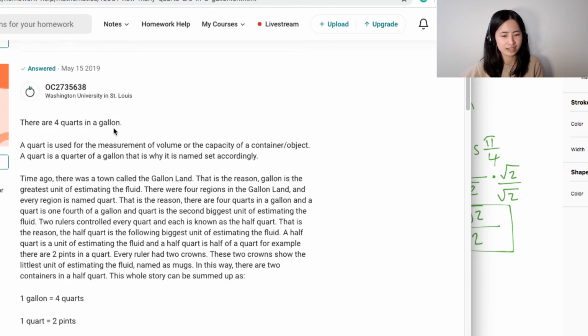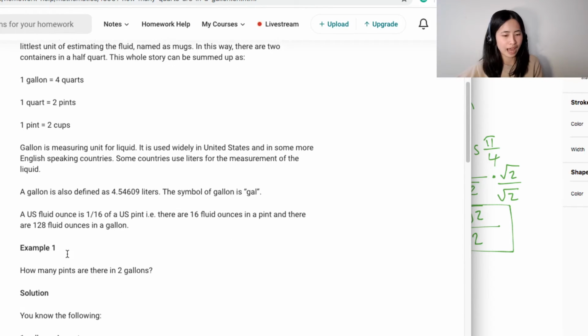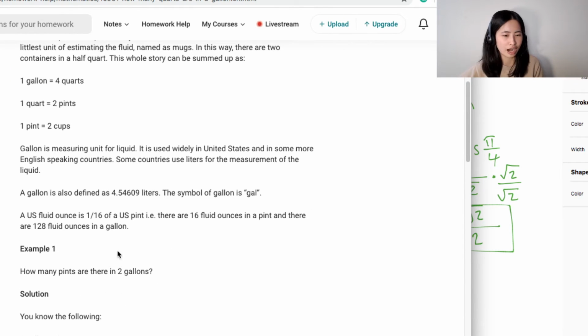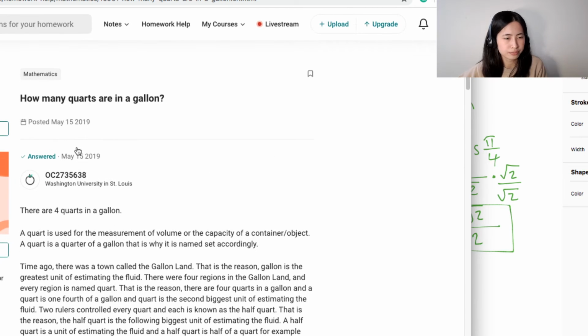Yeah, because there's a huge paragraph here, and I appreciate that they're trying to explain that a gallon is a measuring unit for liquid, and it's widely used in the United States, but because we want information that's really quick, you can just say that 1 gallon is 4 quarts, and this is based on the English system of measurements, and that's it. That's the only thing that I'm looking for. But yeah, this is right.